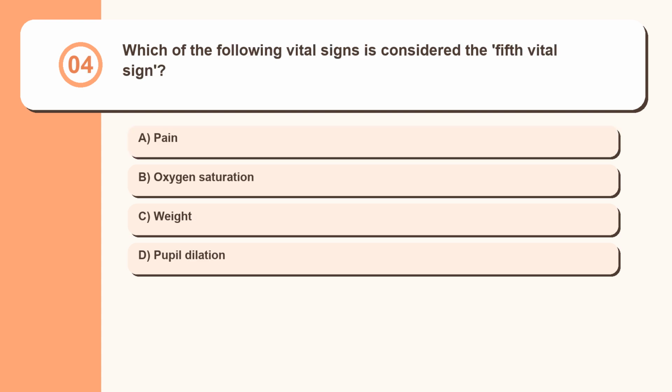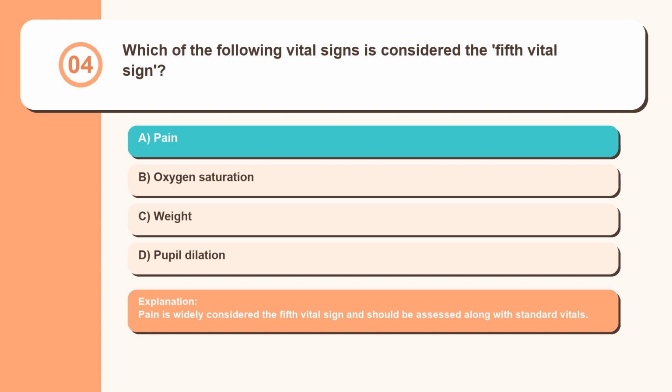Question 4. Which of the following vital signs is considered the fifth vital sign? Pain, oxygen saturation, weight, pupil dilation. Pain is widely considered the fifth vital sign and should be assessed along with standard vitals.